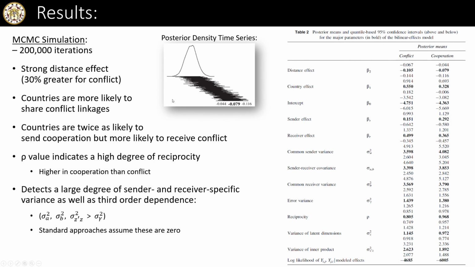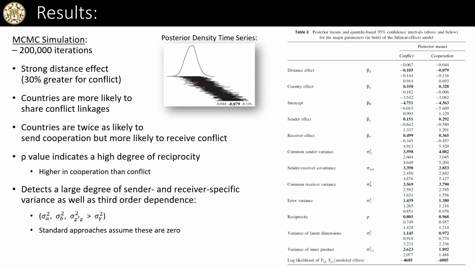Looking at their results, we see that there's a strong distance effect. Notably, it's 30% greater for conflict. Those are negative signs, so the further apart the countries are, the less likely they are to have conflict or to cooperate. We also see that countries are more likely to share conflict linkages. And countries are twice as likely to send cooperation than non-countries, but are more likely to receive conflict, which I think stands to reason.